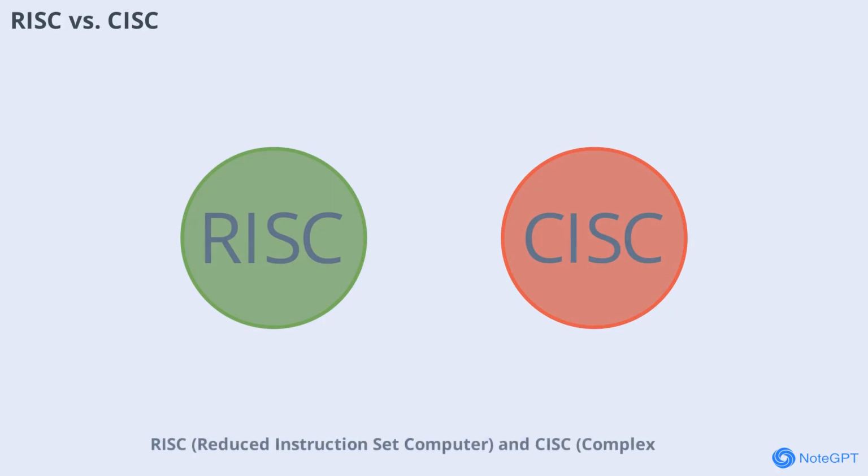RISC, Reduced Instruction Set Computer, and CISC, Complex Instruction Set Computer, are two major CPU design philosophies. RISC focuses on simple, fast instructions, while CISC uses more complex commands. Each approach has its strengths, and the choice depends on the intended application and performance goals.